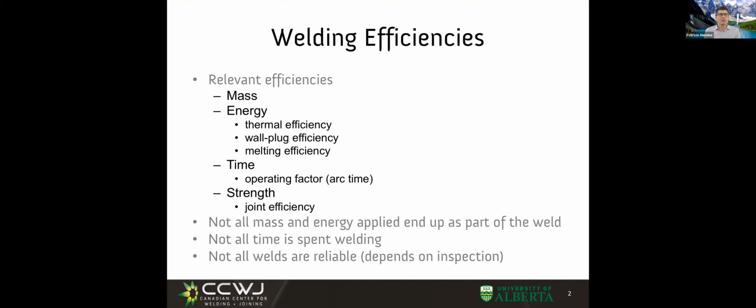So what do we have? We have a mass efficiency, which we have been discussing briefly. We have an energy efficiency, which we also have discussed briefly when we talked about nominal heat input and actual heat input, because not all the energy of the welding machine goes into the plate. Some of that goes out in the form of the radiation of the arc. We have time efficiencies. Not 100% of the time are we welding; in the shop there is time in which we're putting metal down. And then there is something called the strength efficiency.